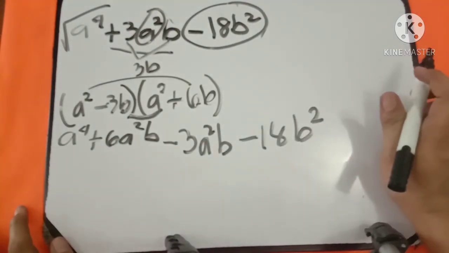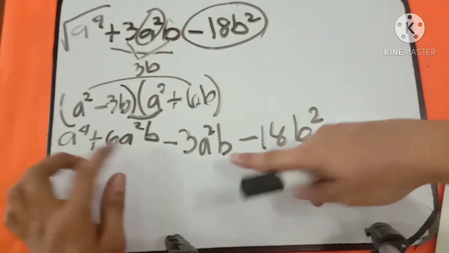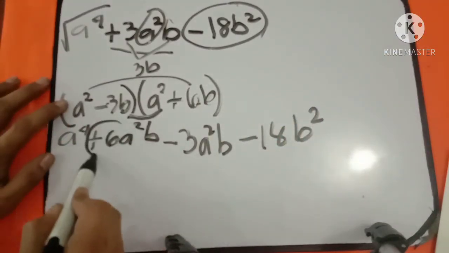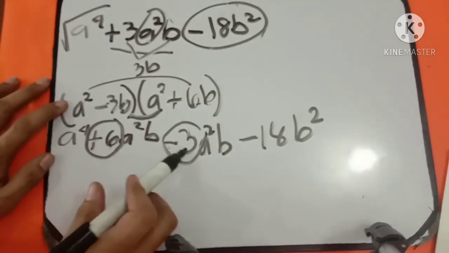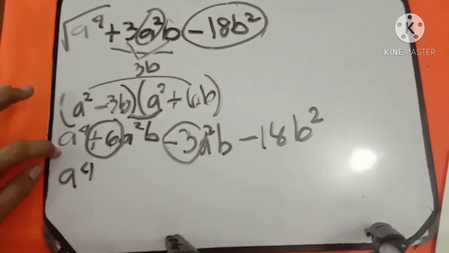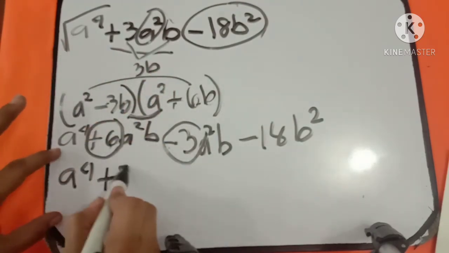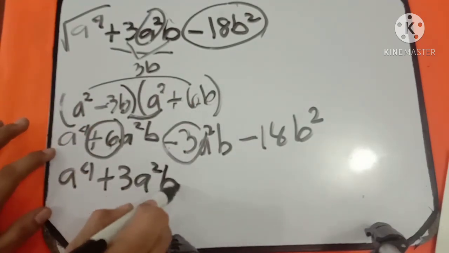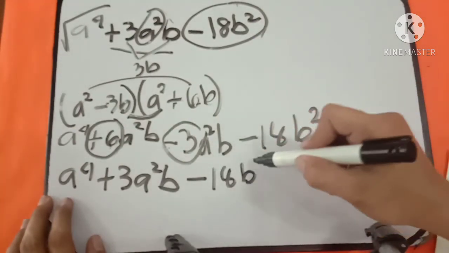Then, we have like terms. Am I right? We have here a squared b. So, therefore, we can combine the coefficients. In order to combine, we only deal with the coefficients. Positive 6 minus 3 will give us positive 3. So, we copy a raised to 4. Then again, positive 6 minus 3 is positive 3. Then we copy the common variable a squared b. Then we just copy the last term, negative 18b squared.